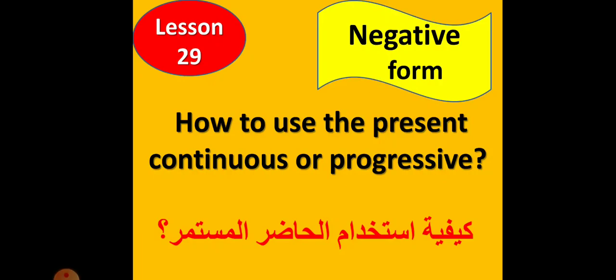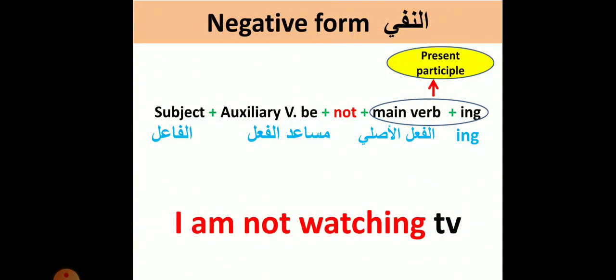We are going to learn how to use the present continuous, or present progressive, in the negative form. So are you ready? Let's start. The negative form is subject plus auxiliary verb to be plus not plus main verb plus ing. Okay, main verb plus ing here is the present participle.